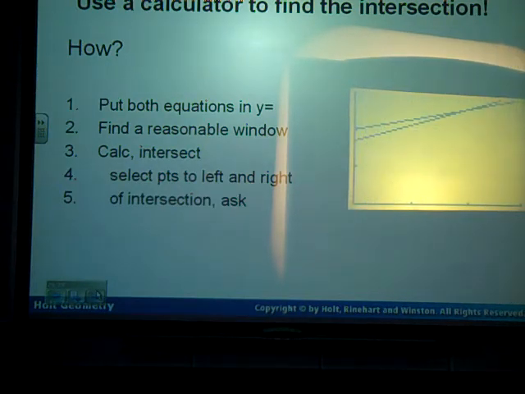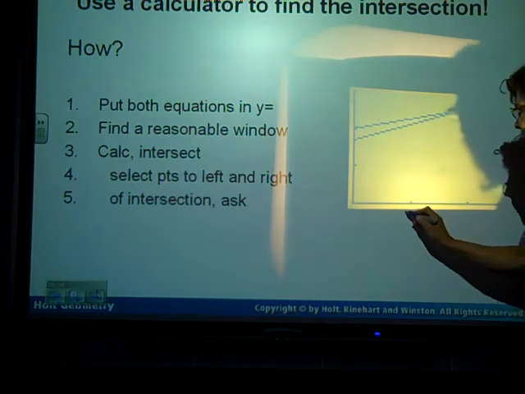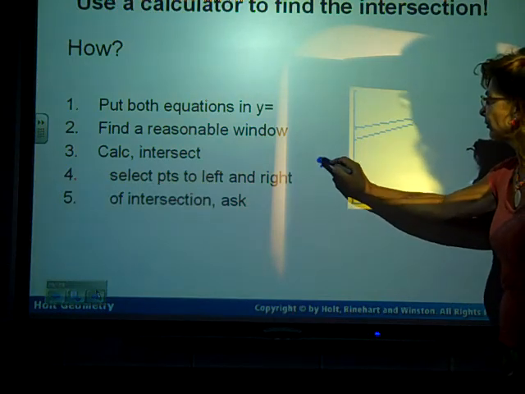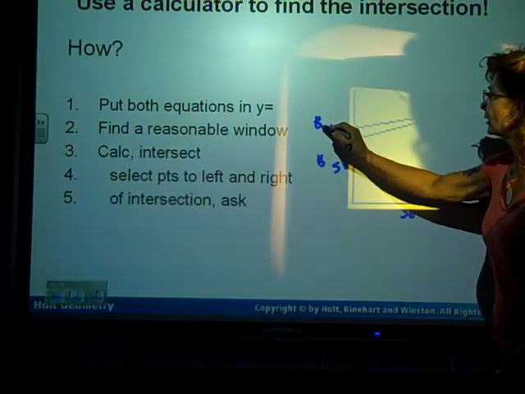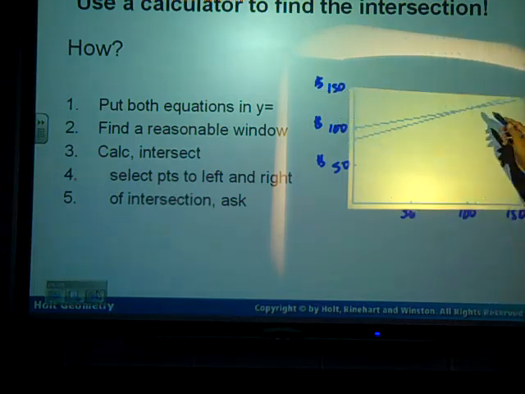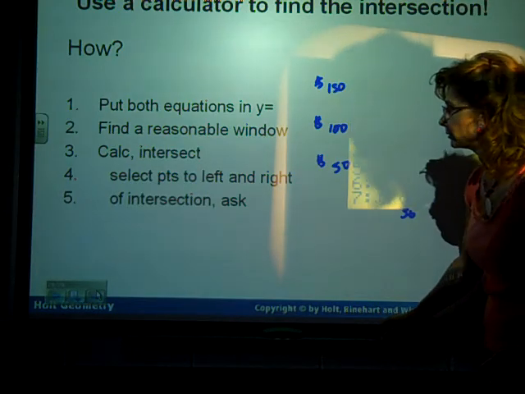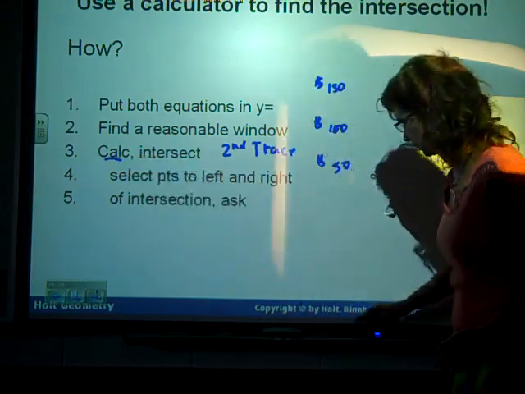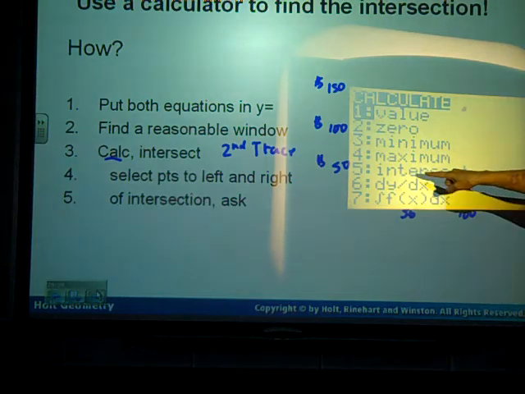Then you press graph, and this is what you get. So this is 50 miles, 100 miles, 150 miles. This is $50, $100, $150. And I want to know what is this value? So what I'm going to do on my calculator is go to calc, which is second trace, the second key and then the trace key, and you'll see the word calc above it. And I'm going to calculate where it intersects.